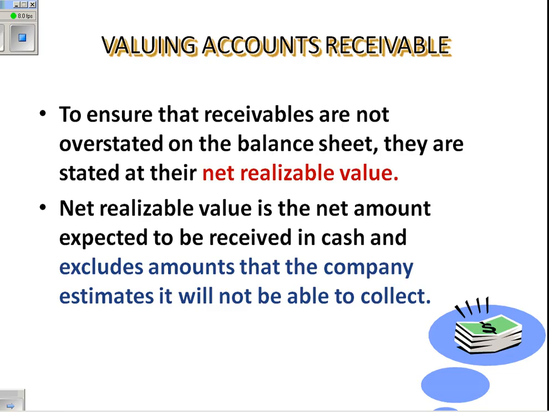To ensure that receivables are not overstated on the balance sheet, they are stated at their net realizable value, which is the net amount expected to be received in cash and excludes amounts that the company estimates will not be able to collect. So when we estimate that there will be a certain percentage of bad debts, then we need to record the net realizable value, not what the original accounts receivable were.